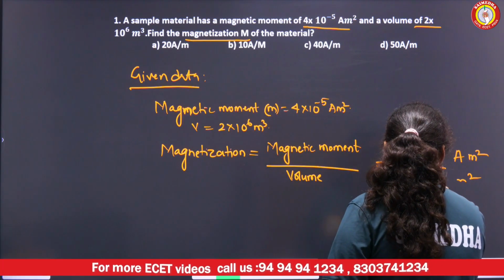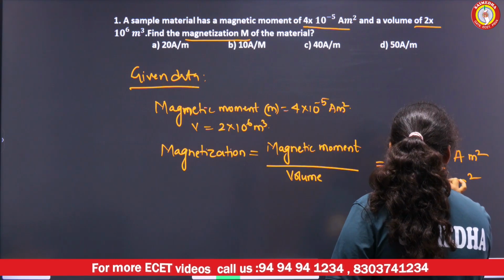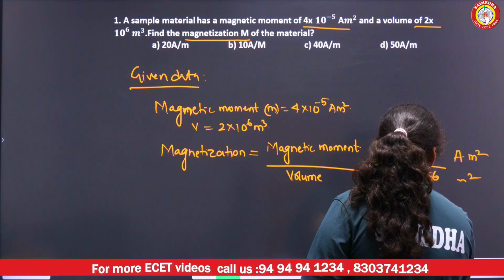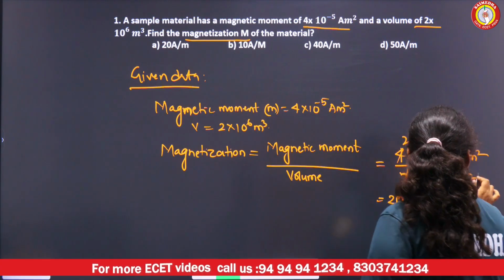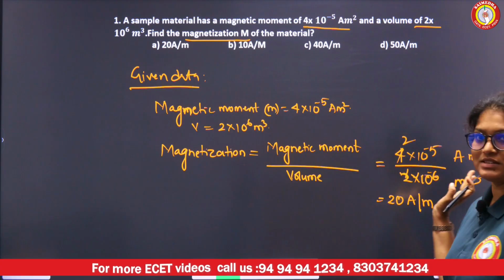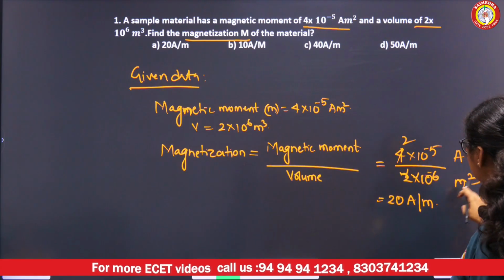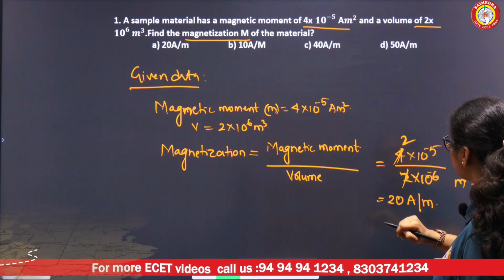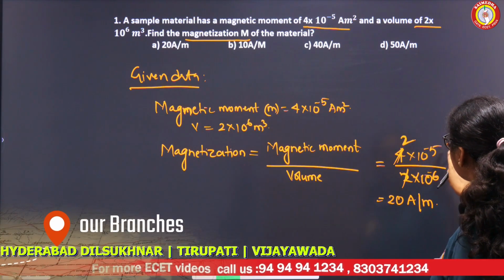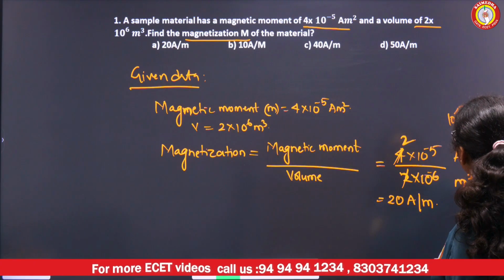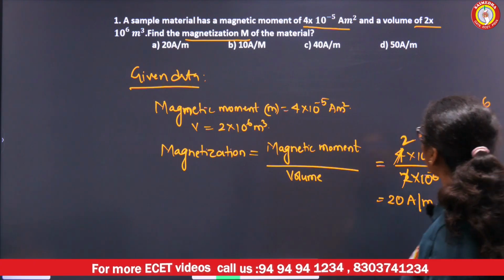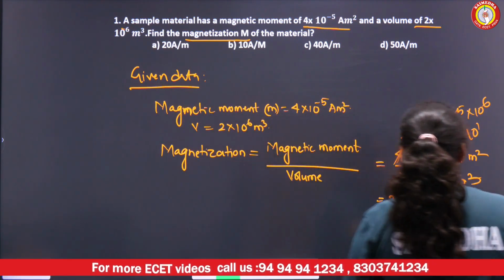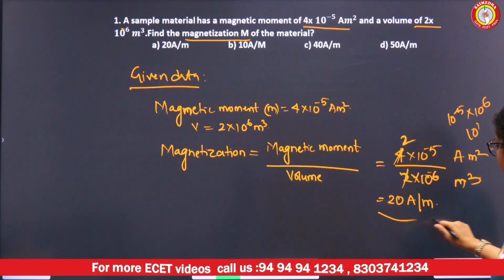So this is 2 into 10 power minus 6. Then you will get 20 ampere per meter, because here we have the meter cube and here the meter square. Then this 2 into 2 gives 4. If 10 power 6 goes to the numerator, it becomes 10 power minus 5 into 10 power 6. Actually, in the question, this should be 10 power minus 6. Okay. Then you will get 20 ampere per meter.